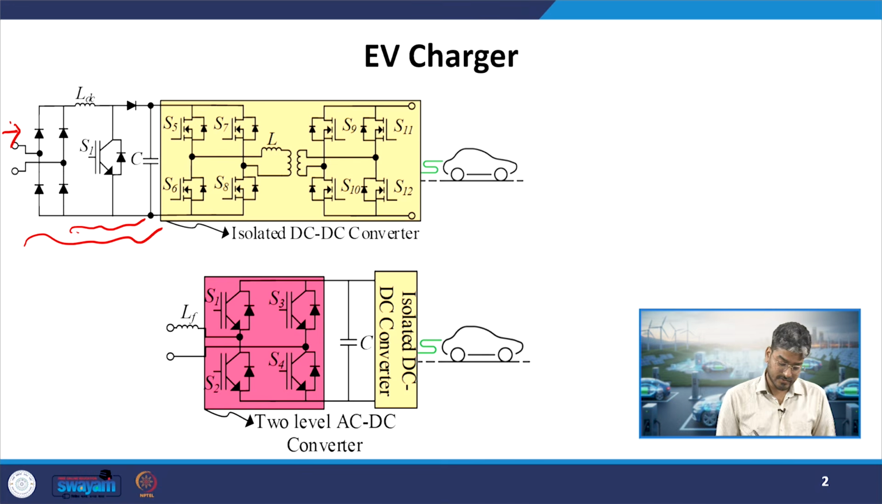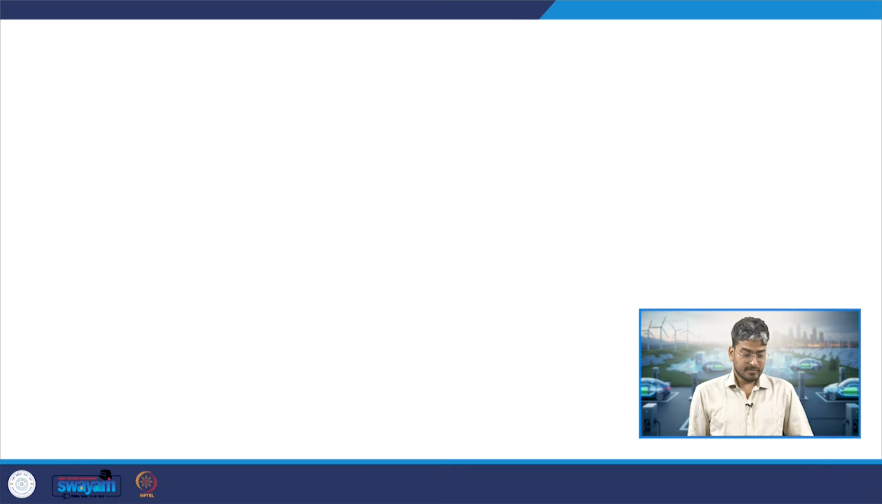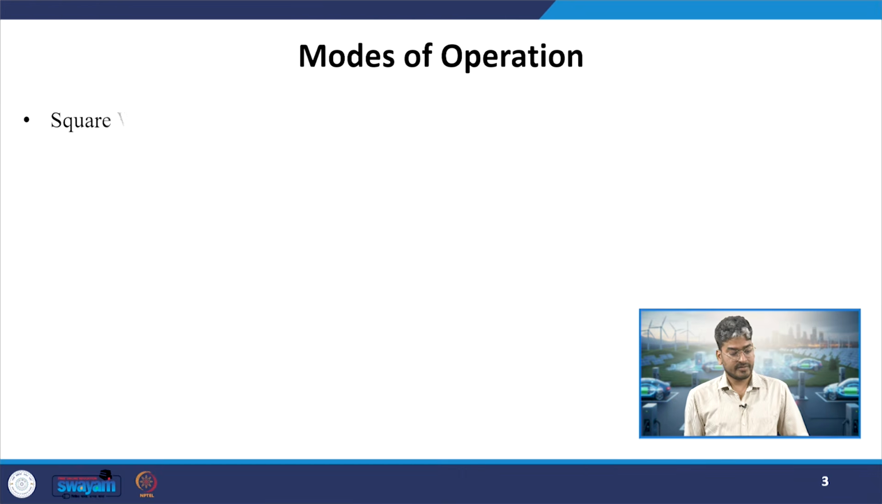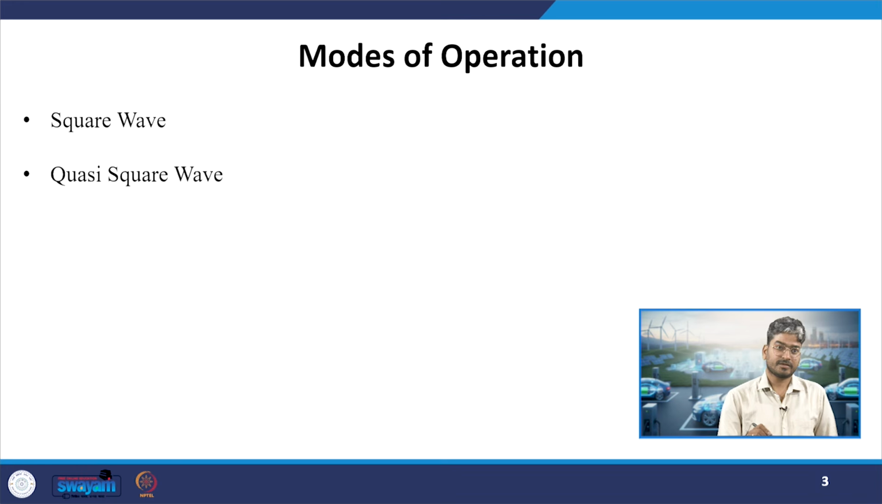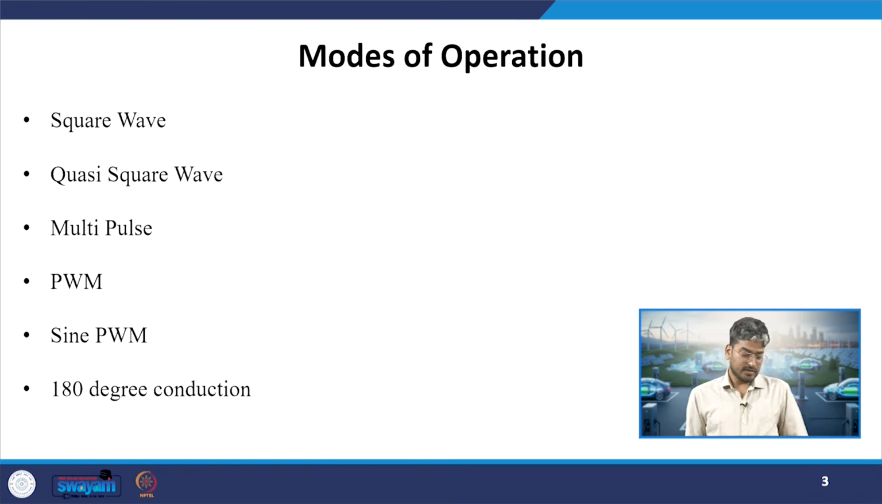Then we switched to our active front end converter, where we have a bridge structure with 4 active devices made of IGBTs or MOSFETs. We started the discussion on its operation. First is the square wave operation, then quasi square wave, then the multipulse, and then we started our discussion on PWM. In that we were seeing the sine PWM technique, and we will see today the 180 and 120 degree modes of operation. These will be limited to the 3 phase supply.